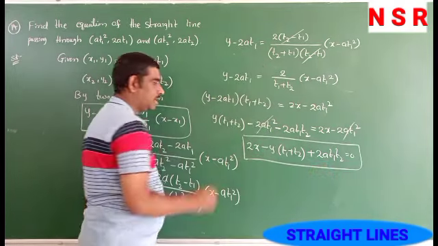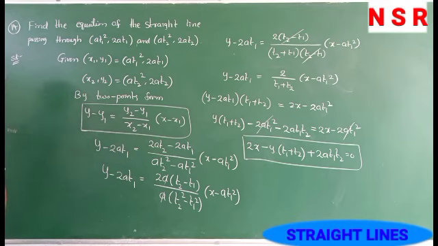So this is our straight line equation. This is very, very important for 2 marks. So our straight line equation is 2x minus y of t1 plus t2 plus 2a t1 into t2 equal to 0.